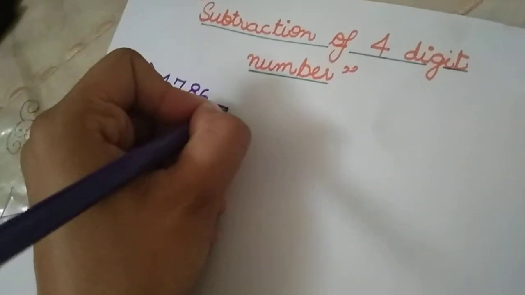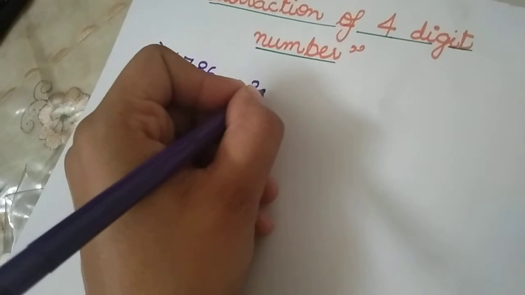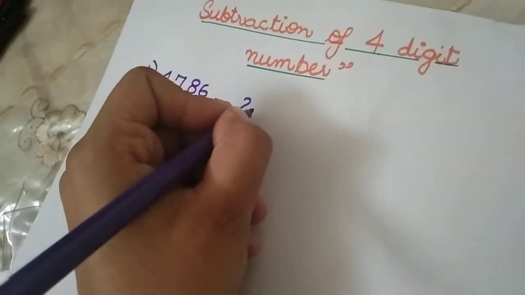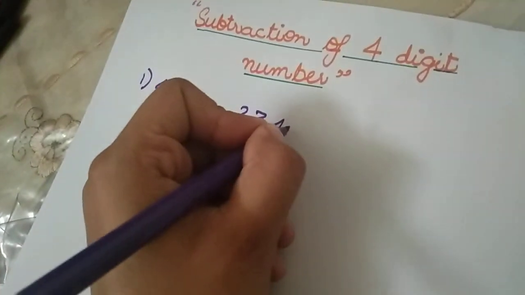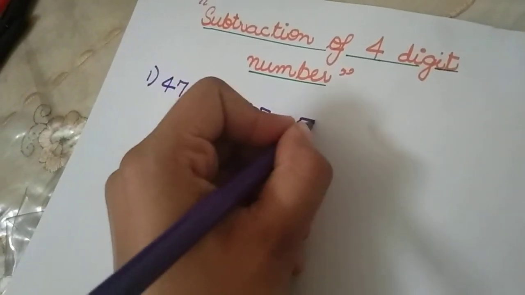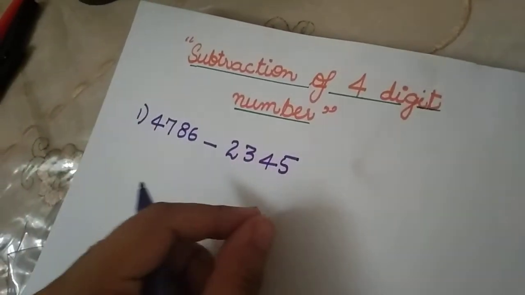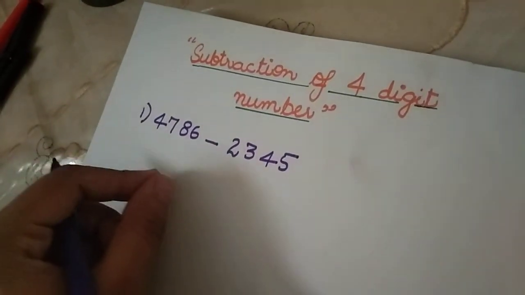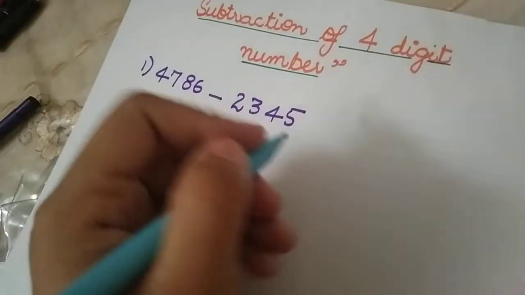the sum in linear form, 4786 minus 2345. Now, what will you do? You will write it in the columns. You will write in their places. What places are they?